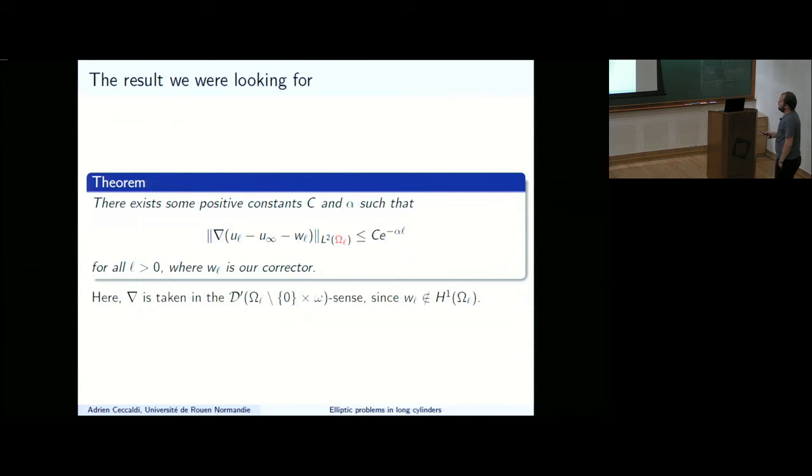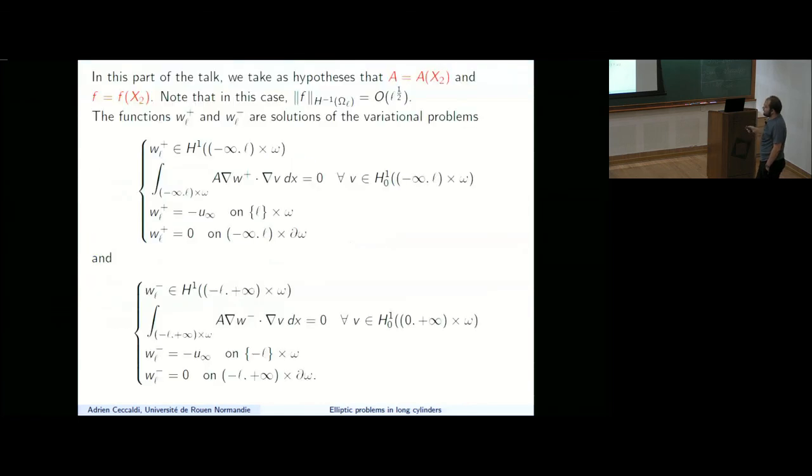And so the result is that we can have an exponential convergence on the whole cylinder by adding WL, the correctors, that we had. And once again, the gradient here is to be taken in this sense, since we are not in H1 of the whole cylinder, right? And in the important case, which will give a particular interest to the correctors, which may be the main motivation for them, actually.